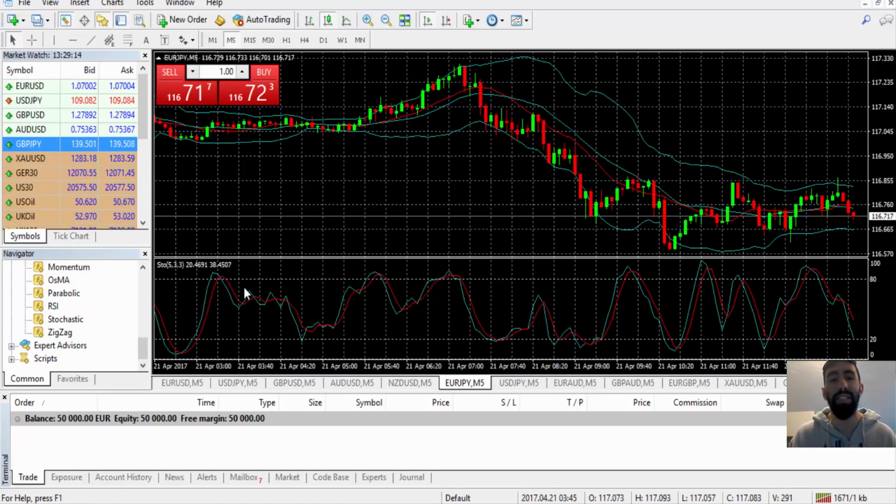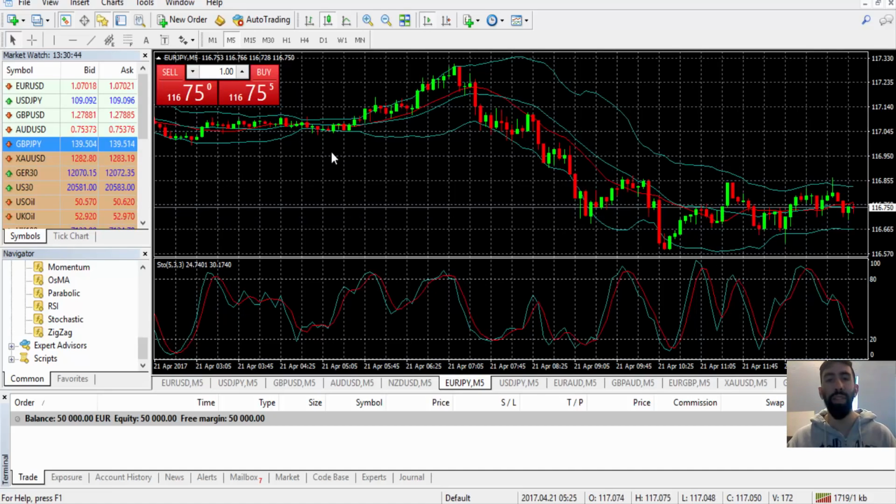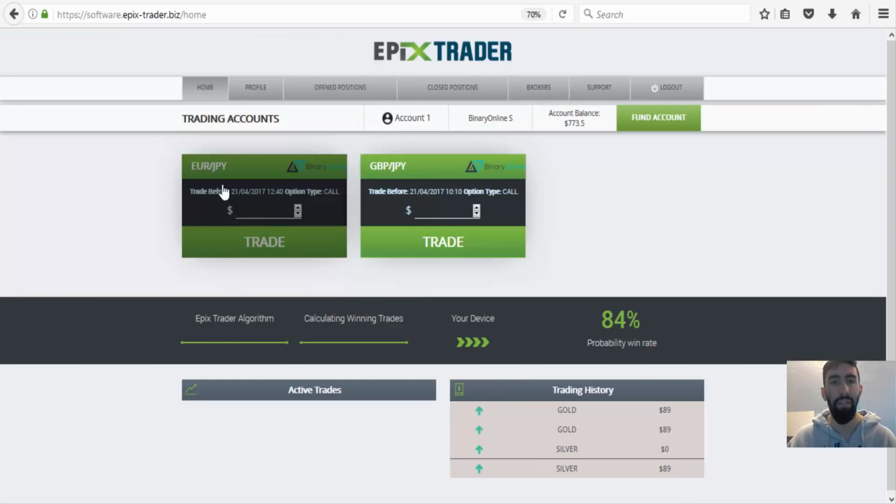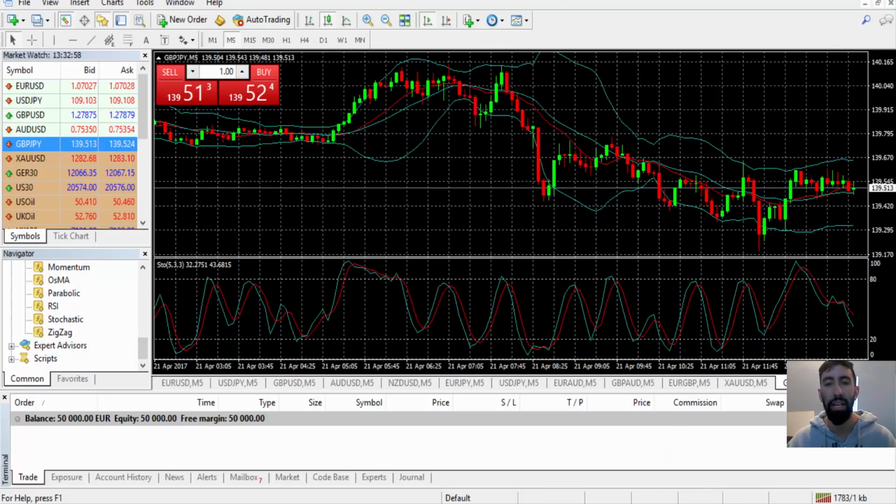So using stochastics and other various indicators is like a confirmation when you're following signals from another program, in this case with Epix Trader. So let's go back to Epix Trader and let's check out our first signals that we have. Let's first look at the GBP JPY indicating for a call trade with an 84% probability winning rate. So let's go back to our MetaTrader 4 chart and take a look.